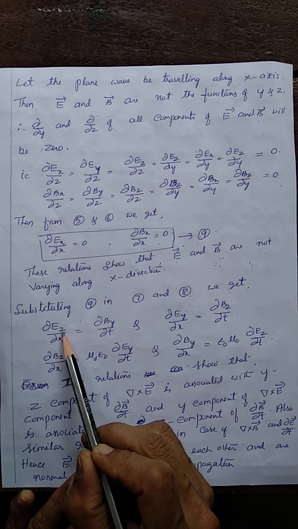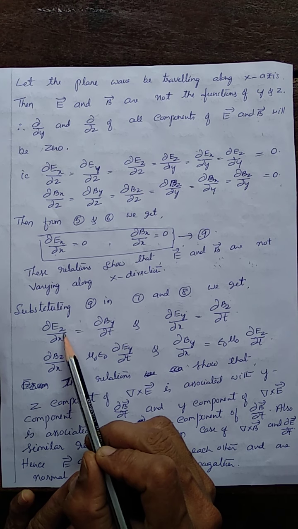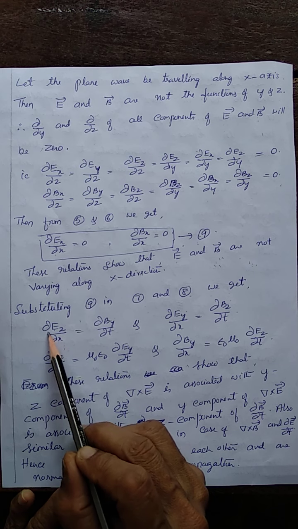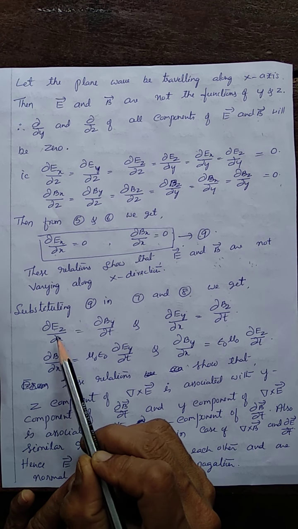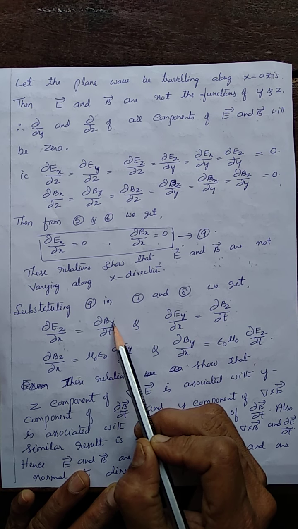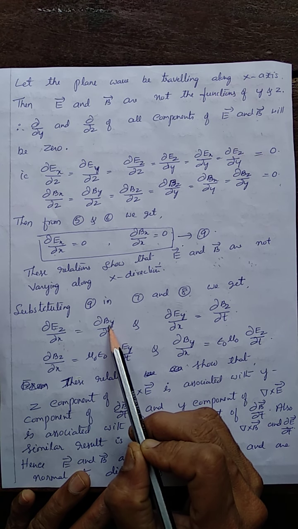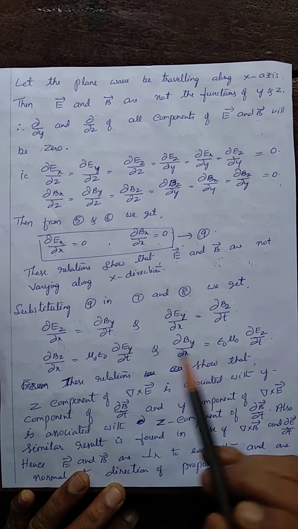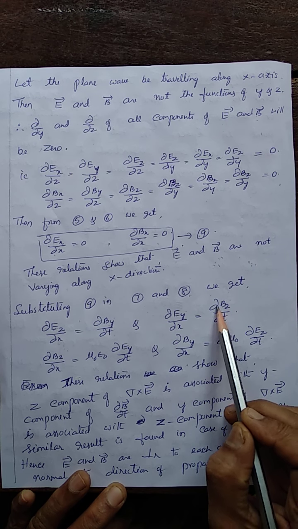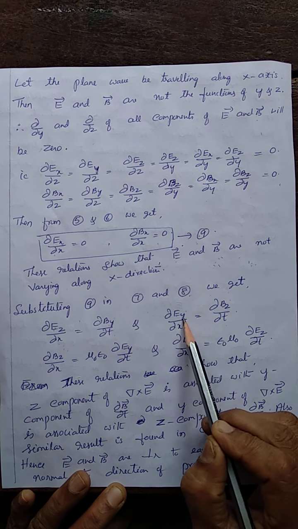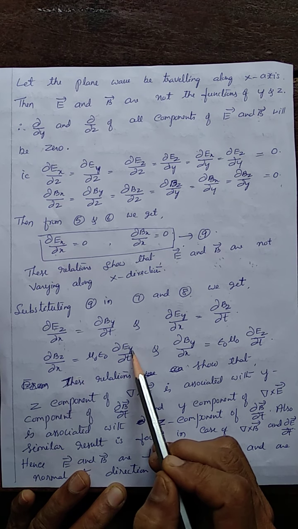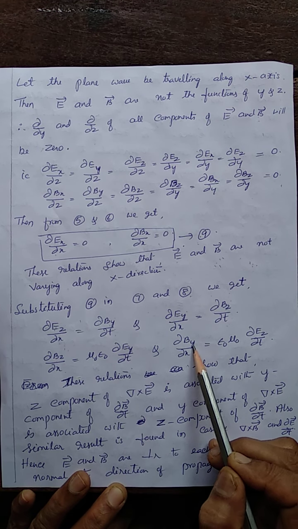The space variation of z component of E gives rise to time variation of y component of B. These two are equal. Similarly, space variation of y component of E gives time variation of z component of B. See there, y and z components are connected. What it says, here also, z and y of B and E are connected, y and z.